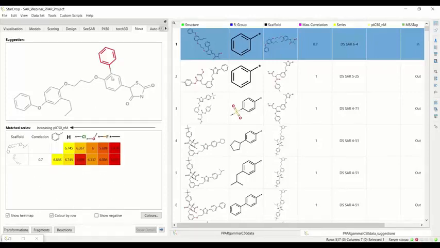And therefore, one of the things that hasn't yet been made is this biphenyl. It may be something that you dislike. It may have other properties which may not be ideal, but the suggestion is there, and it's based upon the SAR that you have within your data set.